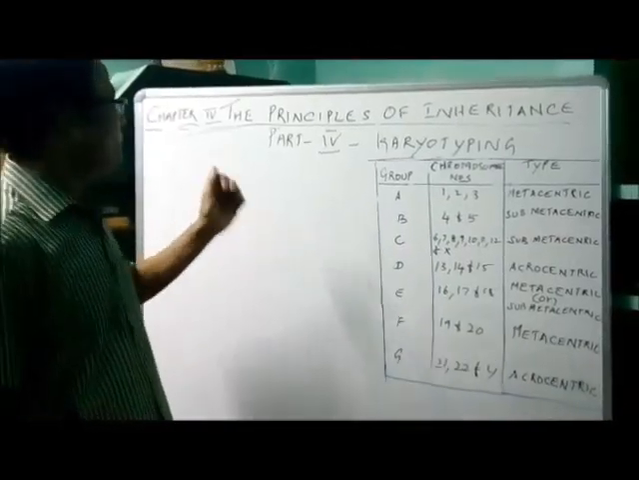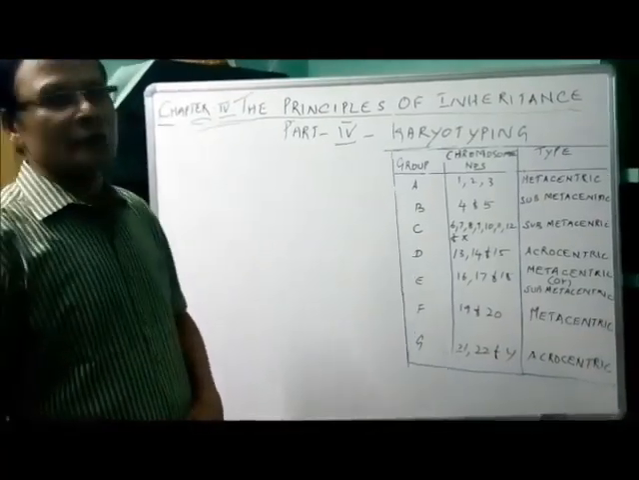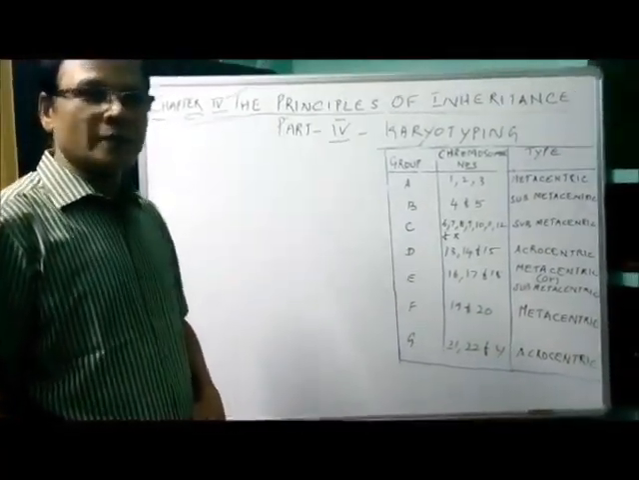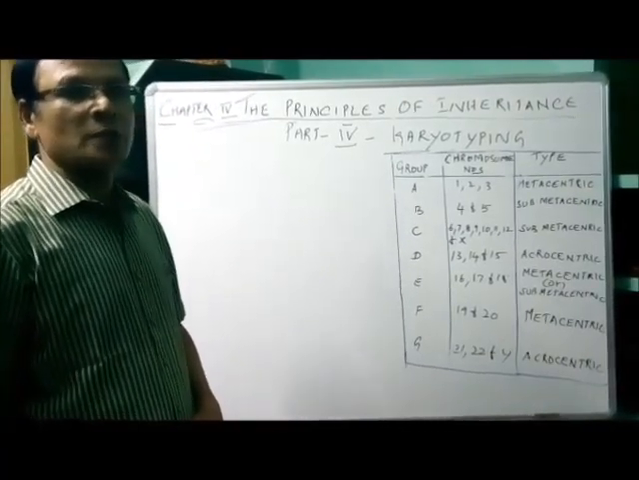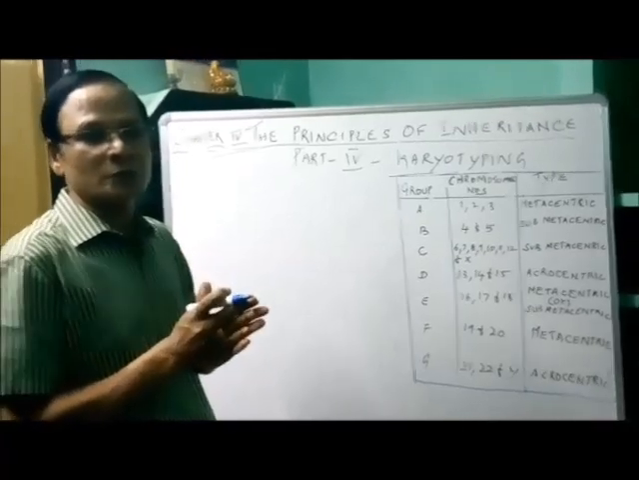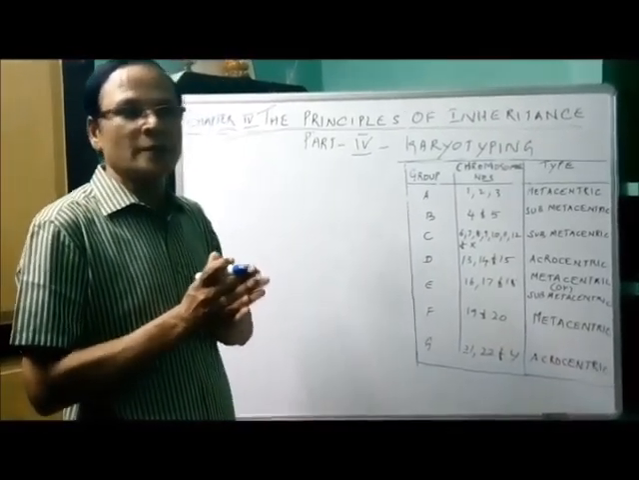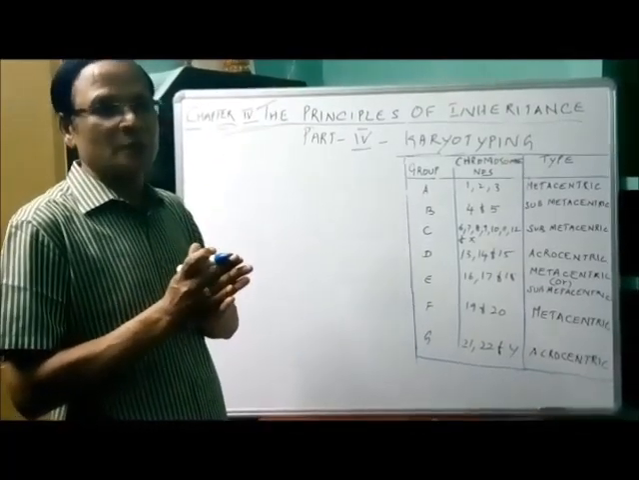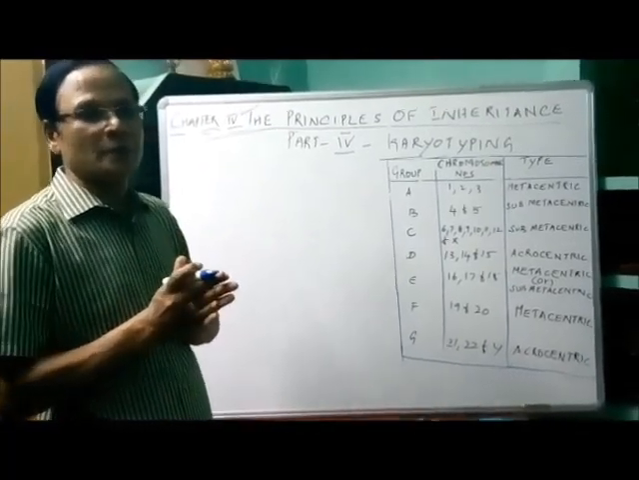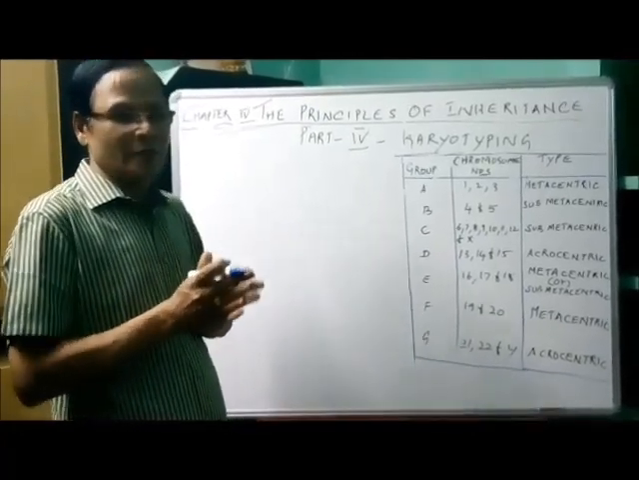Let's continue the chapter, the principles of inheritance. There, part 4, we have to know something about karyotyping. What is karyotyping? It is a technique in which the complete set of chromosomes, that is diploid chromosomes, from the somatic cells are separated and arranged in pairs. This is called karyotyping.